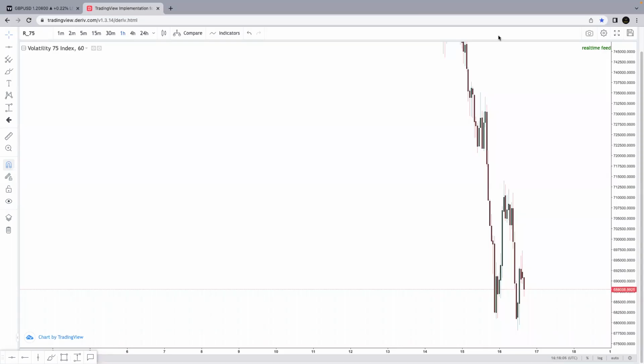So today we're going to look at these structures. We're going to look at the structure retest. We're also going to look at the break and retest structure and also the hidden invalidation. So we're going to start with the structure retest.